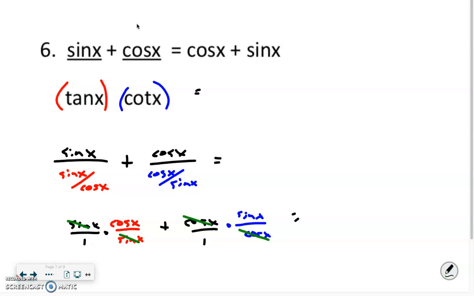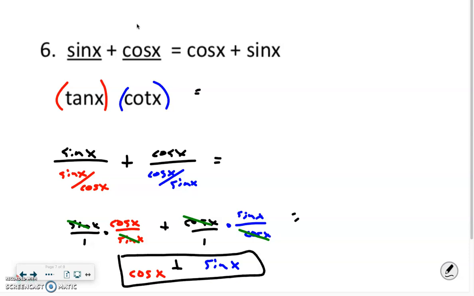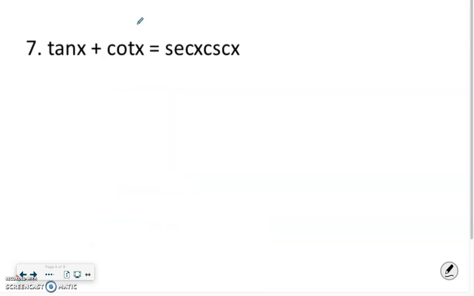So what that leaves me with, this is all going to clean up to be cosine x plus sine x. What was my target? Oh, there it is. Okay. So guys, like I said, are there other avenues that we could have taken to get there? Absolutely, but I do think that this was the most direct. Okay? How do we feel about number 6? Okay? All right, on to number 7 then.